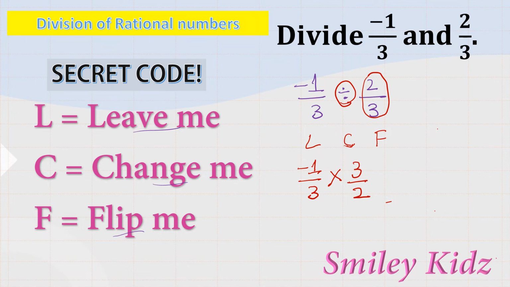And hope you all remember the multiplication of rational numbers. Minus 1 multiplied by 3 is minus 3, 3 multiplied by 2 is 6. So we got the answer as minus 3 by 6. But this is not final. You need to simplify. 3 times 1 is 3, 3 times 2 is 6, which is equal to minus 1 by 2. So when we divide minus 1 by 3 and 2 by 3, we get the answer as minus 1 by 2.